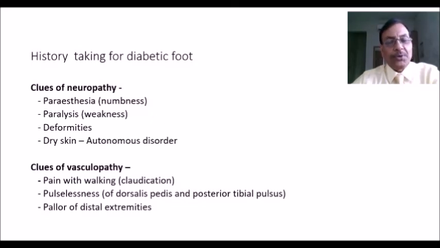How to do the history taking in a diabetic foot ulcer? We have to understand the clues of neuropathy and the clues of vasculopathy, whether they are present in that particular patient or not. What are the clues of neuropathy? It could be paresthesia, paralysis, deformities, dry skin, all belong to neuropathy. Whereas the clues of vasculopathy are pain on walking, that is claudication, and can be pulselessness or pallor of distal extremities.